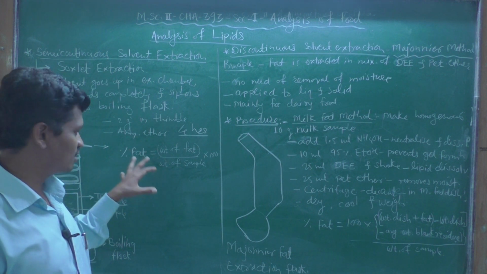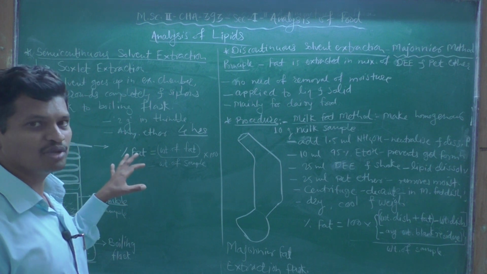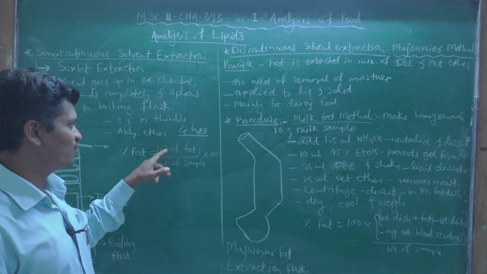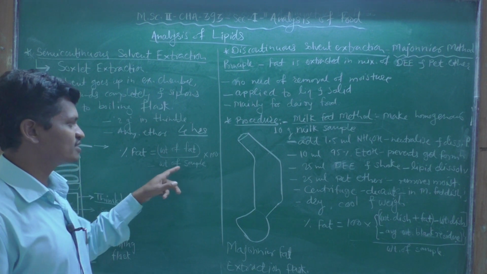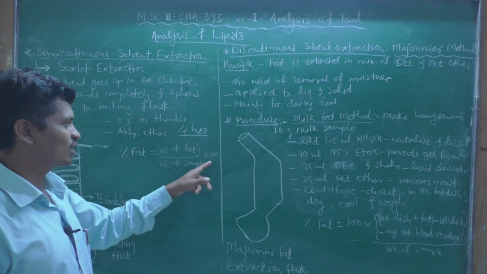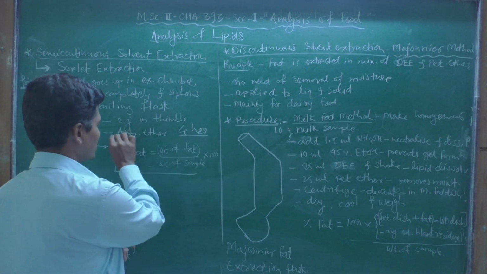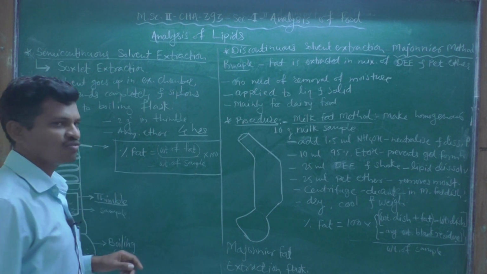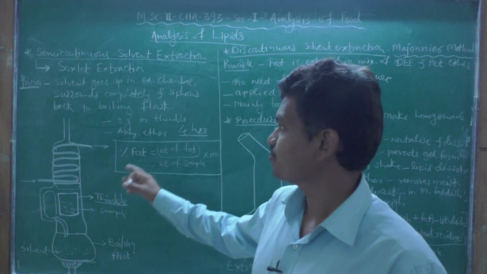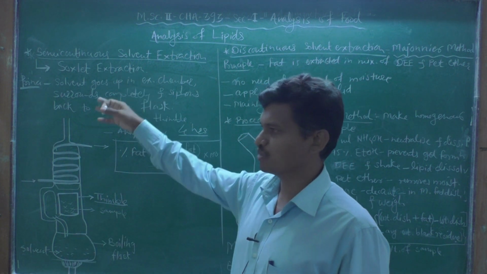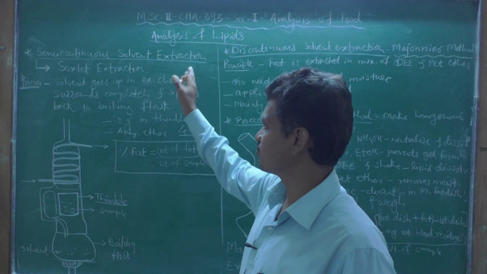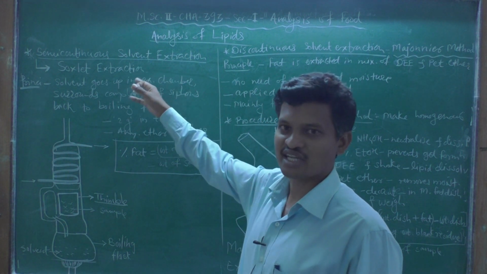So after getting the weight of that flask after extraction, the percent fat from this experiment can be determined by using a formula: weight of fat divided by weight of sample into 100. By using this formula, you can calculate easily the percentage of fat present in the given food sample. So this is one of the best methods for the analysis of lipids or fats by using Soxhlet extraction method.